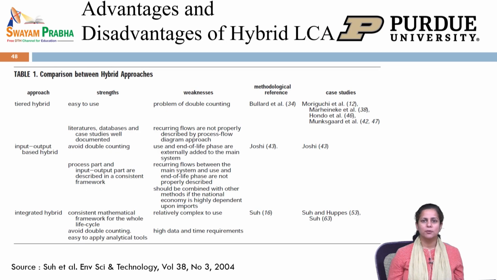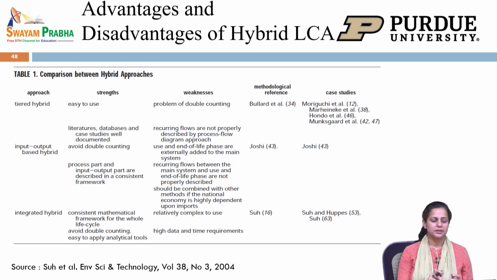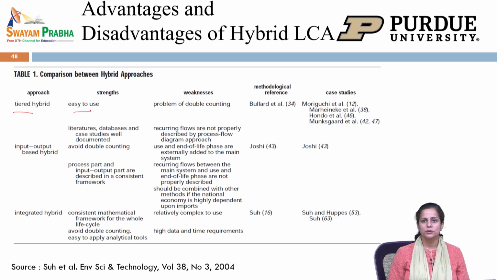So let's look at some of the advantages and disadvantages of hybrid LCA. Tiered hybrid LCA, we saw an example, and we'll do a quantitative example for it. It is really easy to use because all you need to do is do your process LCA, do your input output LCA, and then combine.